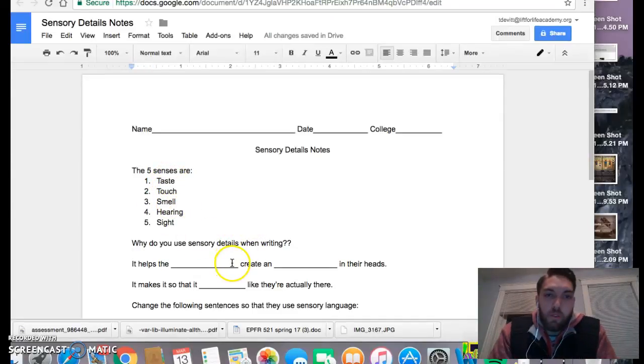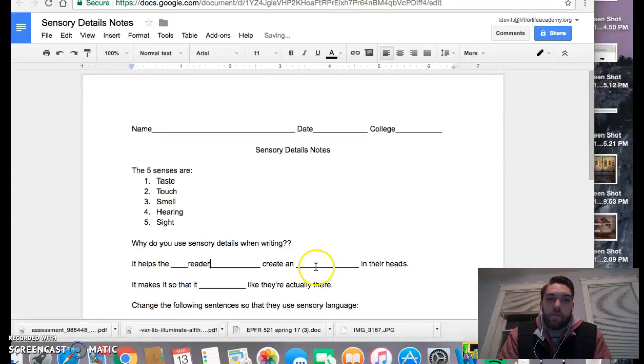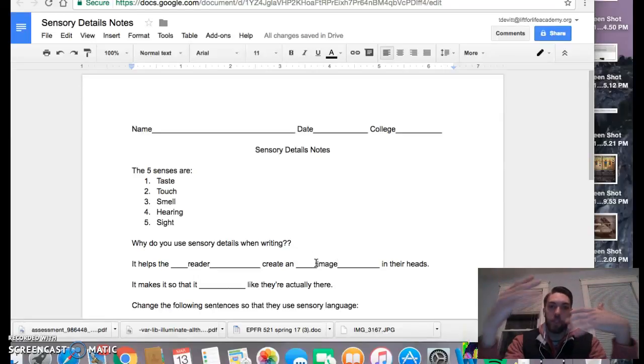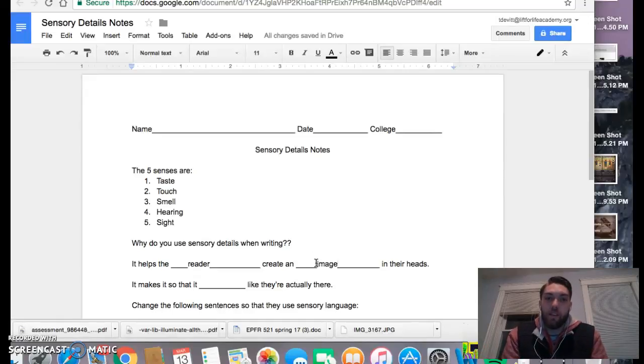Okay? So why do you use sensory details when you're writing? It helps the reader create an image in their heads. You want them to create pictures, right? Just like when you watch a movie, it's a series of images or pictures. So why do you want them to do that? Well, it makes it so it feels like they're actually there. If you can actually get a sense of what it feels like, smells like, tastes like, then you get that kind of imagination in your head of what it actually is. So it engages the reader a lot more than just telling them everything. You want to make it so that their senses are actually engaged.